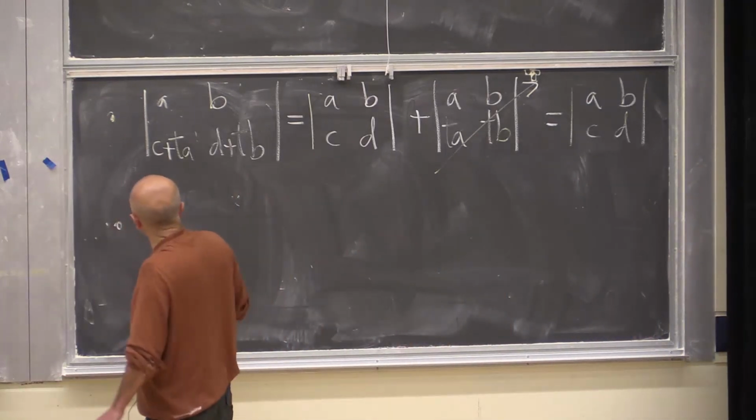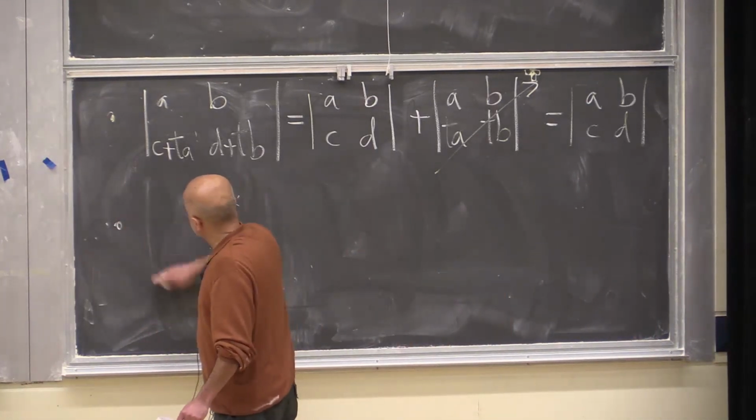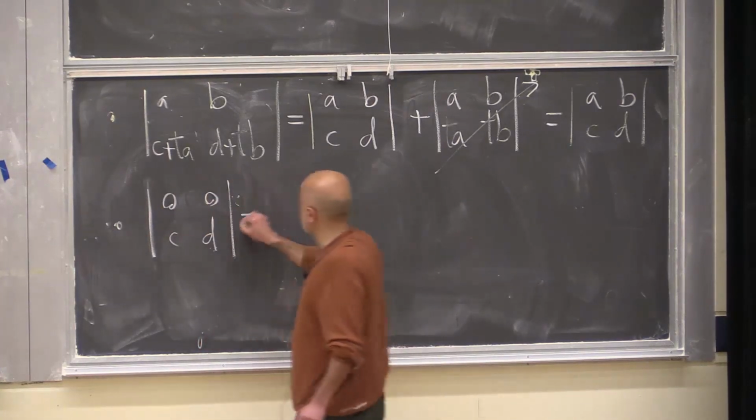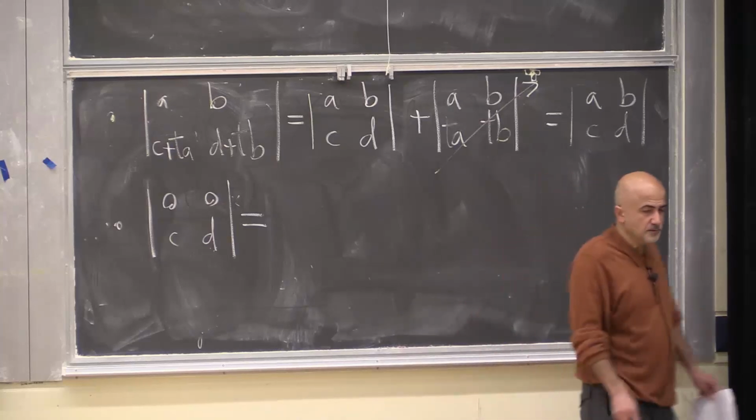I think I may have done this out of sequence last time. If a matrix has a row of zeros, what is that determinant? Why?